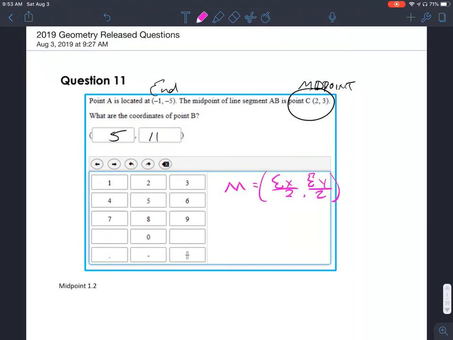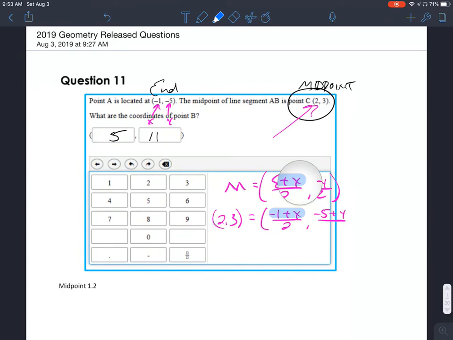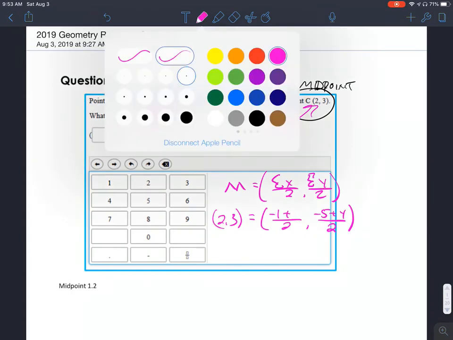The coordinates of the midpoint are 2, 3. So replace midpoint with 2, 3. One of your endpoints has an x value of -1 and it has a y value of -5. We don't know the other x value. We don't know the other y value of your endpoint. So once again, this part here, you sum the x's. We know one x, we don't know the other. Sum the y's. We know one, we don't know the other. Well, I'm having all kinds of user error here today. My apologies.